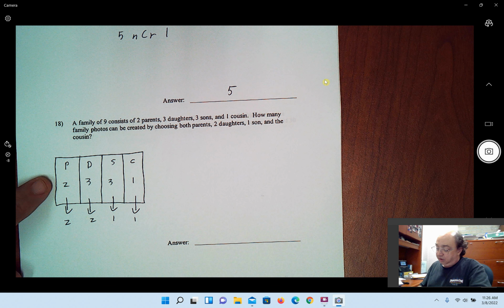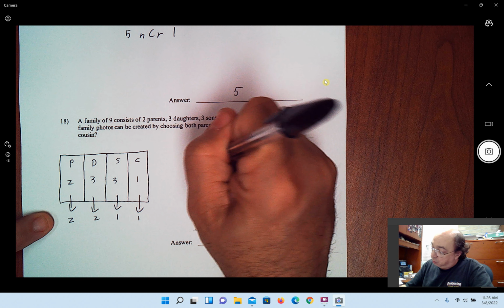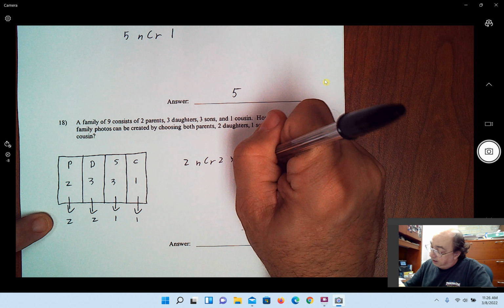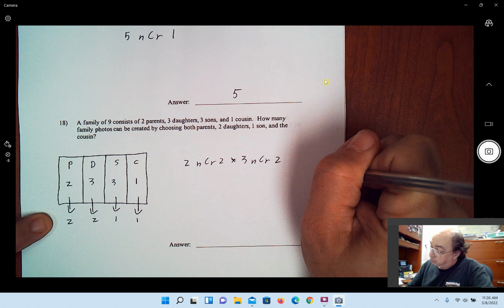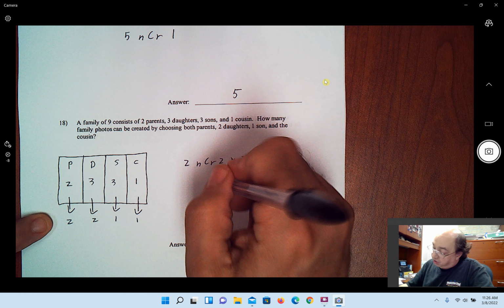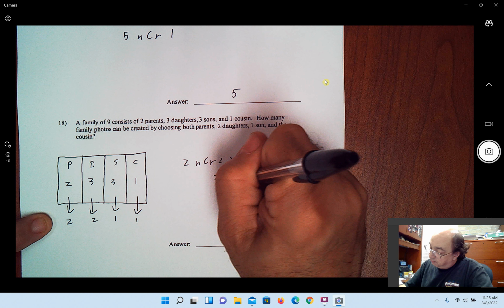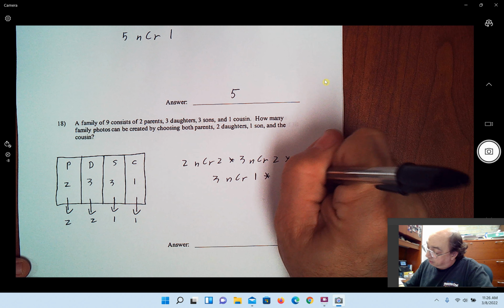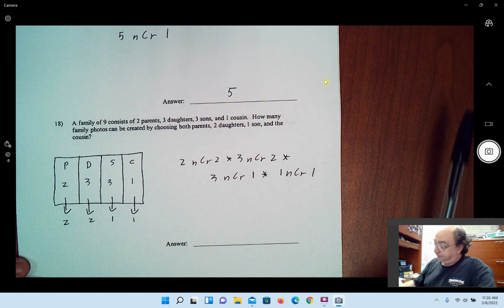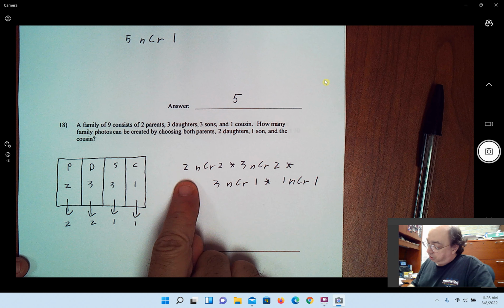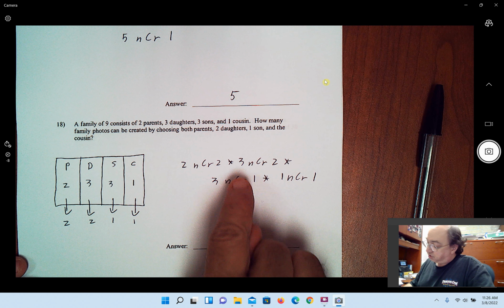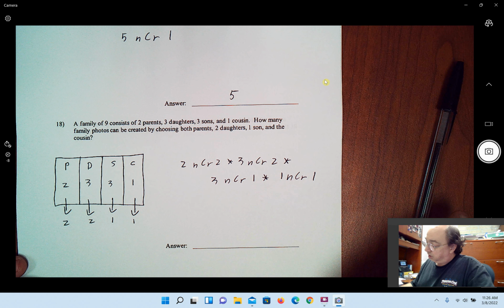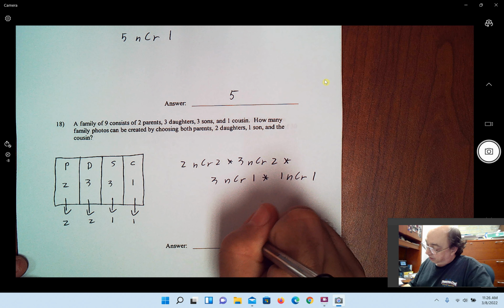So from the parents, we have 2 of those, and we want to choose both of them. From the daughter group, we have 3, and we want to choose 2 of those. From the son group, we have 3 of those, and we want to choose 1 of them. And then from the cousin group, we have 1 of them, and we want to choose 1. So 2 combination 2 times 3 combination 2 times 3 combination 1 times 1 combination 1, and that calculates to a 9.